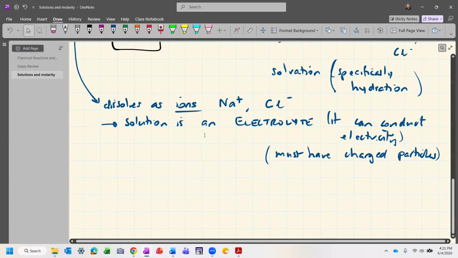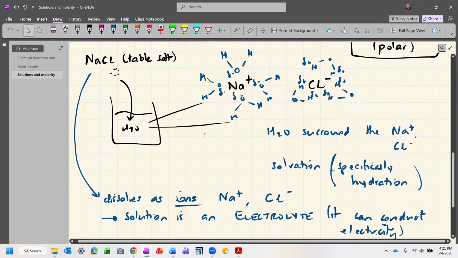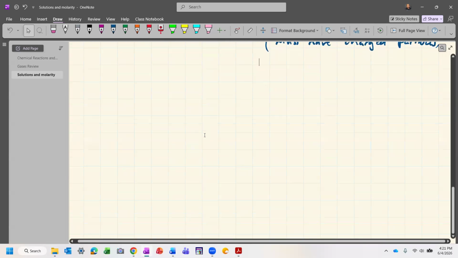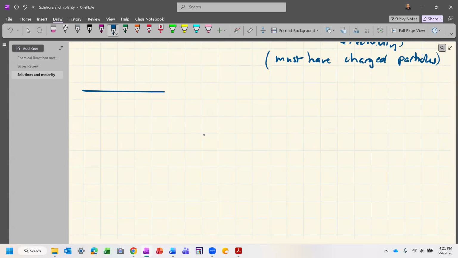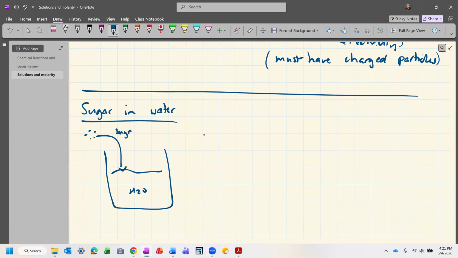So that's how your ionic compounds typically dissolve. They dissolve as ions. They get completely hydrated by the water molecules. It makes them electrolytic solutions. If you take a look at a different example, something like sugar in water, again, same thing. I have my water in here, my H2O. I take a pinch of sugar and I add it in. We know that the sugar dissolves. It looks like it disappears, but how does it do that?